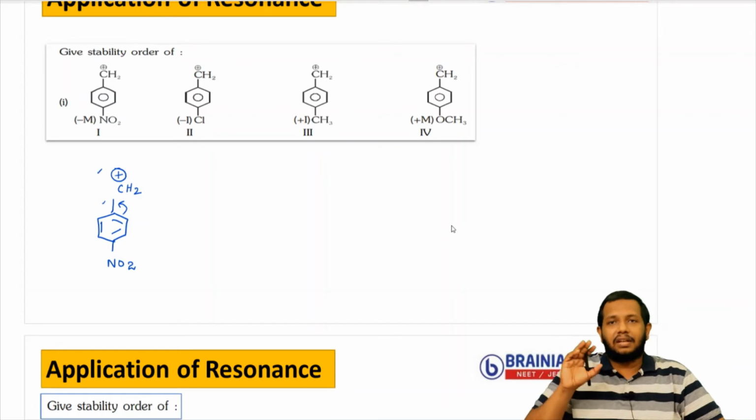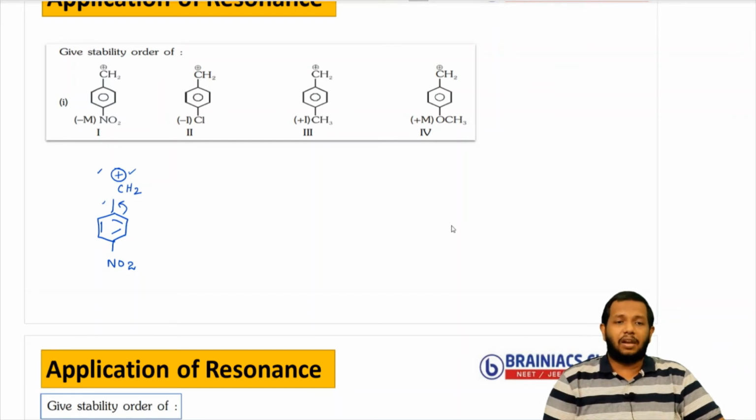Now let's think in one simple direction. The question here is, give the stability order. Which one is more stable? That is the question. It is not regarding basic strength or acidic strength. Now I can say that stability means the plus charge should decrease. Any charge, if it is there, it should decrease.